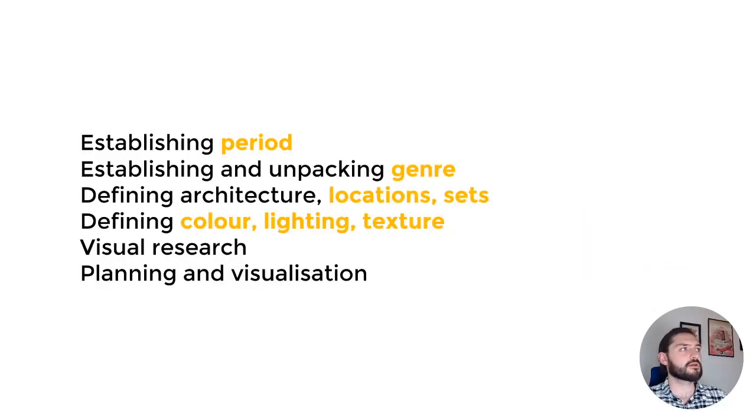Production design encompasses establishing period, establishing and unpacking genre, defining architecture, location and sets, defining colour, lighting and texture, visual research, planning and visualization. The elements that we'll be focusing on in this series of lecture videos are period, genre, location, sets, colour, texture, and lighting.